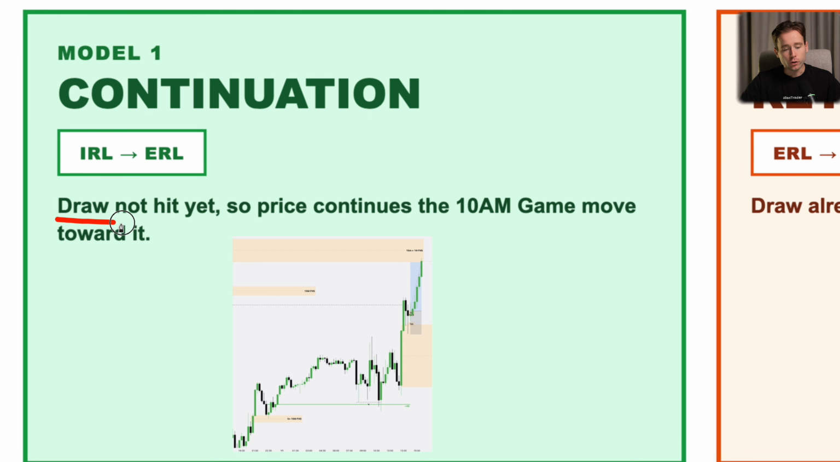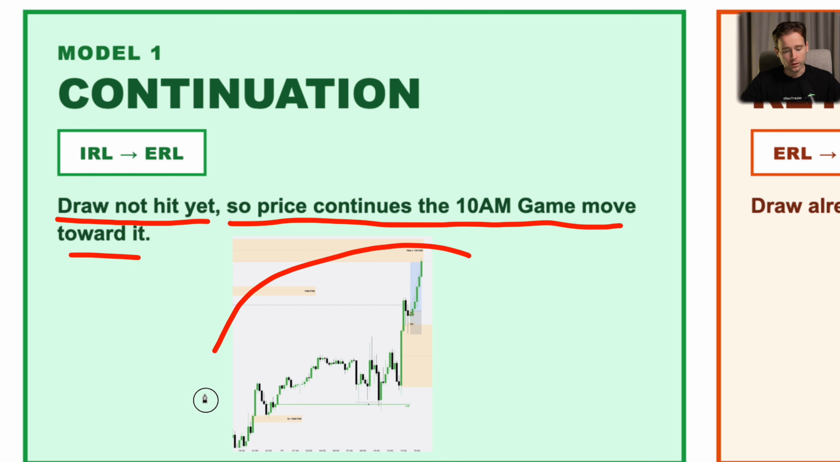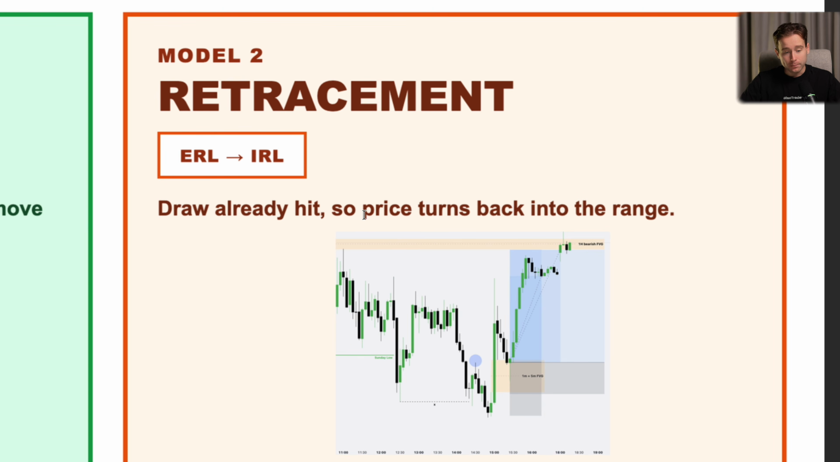It's activated when the draw is not hit yet, so price continues the 10 a.m. game move towards the target that is still not being hit. We'll go over this example in a second. And the second model is the retracement model, where we go from external range liquidity when that draw is already hit and price goes back into the range.